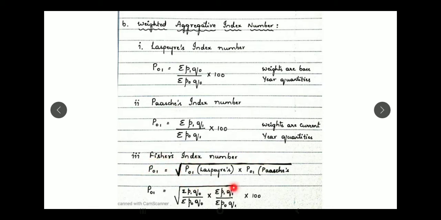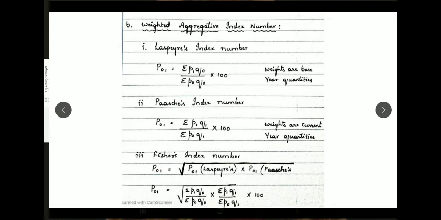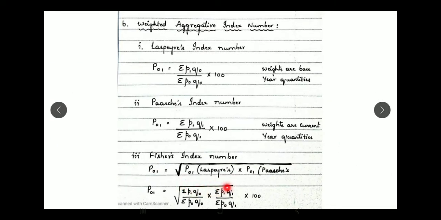Or if you want to use a formula, here you can see the root of summation P1 Q0 divided by summation P0 Q0. This is nothing but the Laspeyres index number. Into summation P1 Q1 divided by summation P0 Q1. This is nothing but Paasche's index number. So Laspeyres into Paasche's index number, multiply that, take the root of it, into 100. You will get Fisher's index number. So now let's look into the solution to the problem.